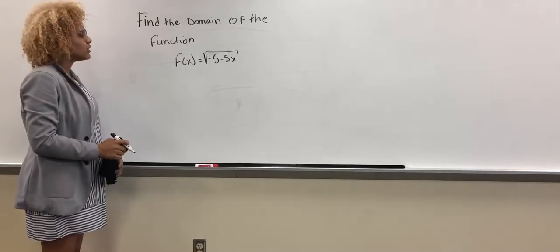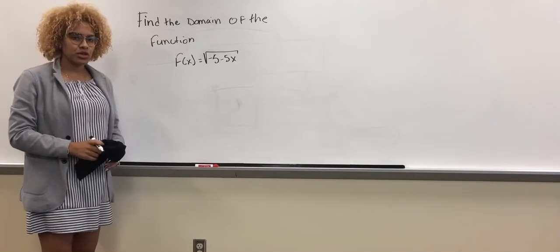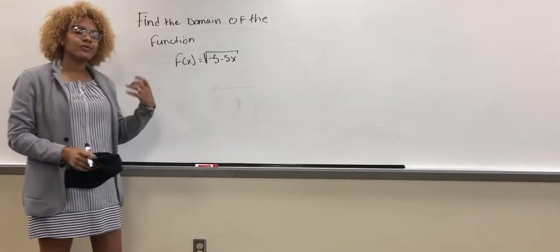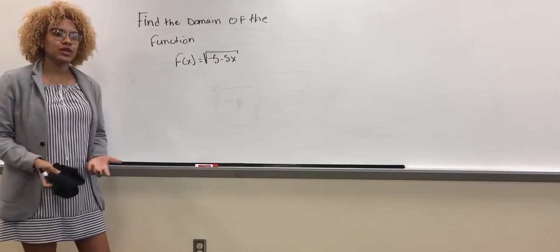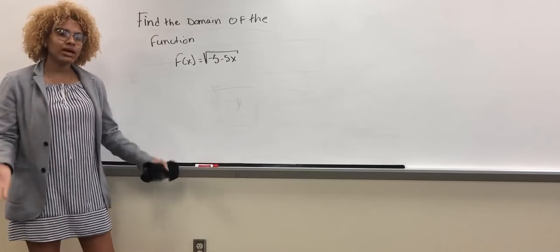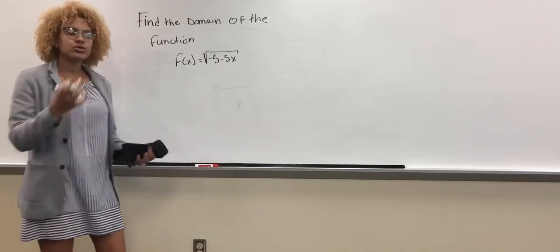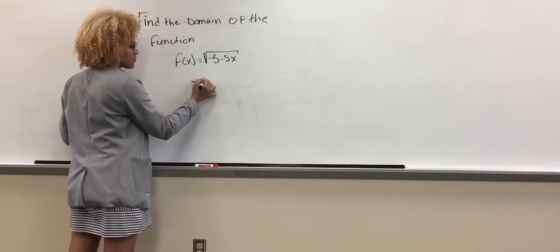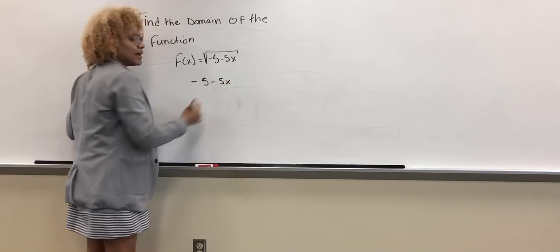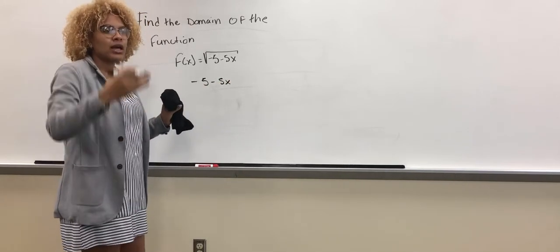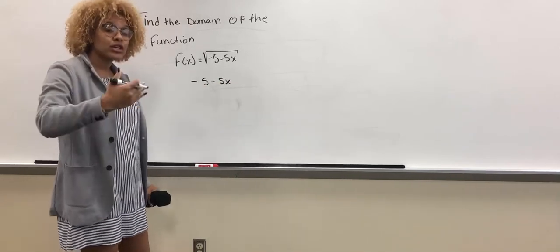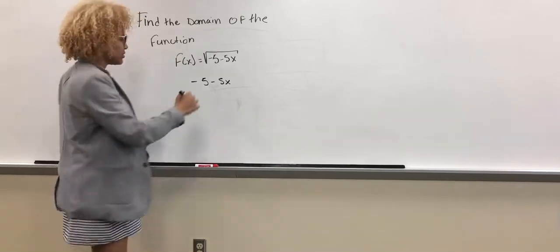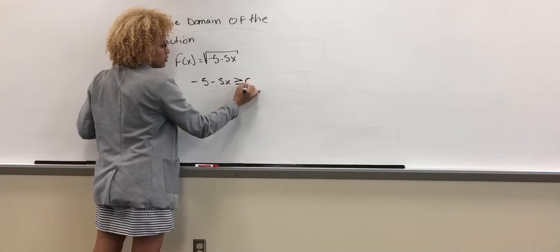For example, you need to find the domain of this radical function. So with radicals, what you don't want to have inside of a radical is a negative number, because then it turns to an imaginary. So we're going to take the inside of the radical, and we're going to set it to greater than or equal to 0, because below 0 are negatives. So greater than or equal to 0.